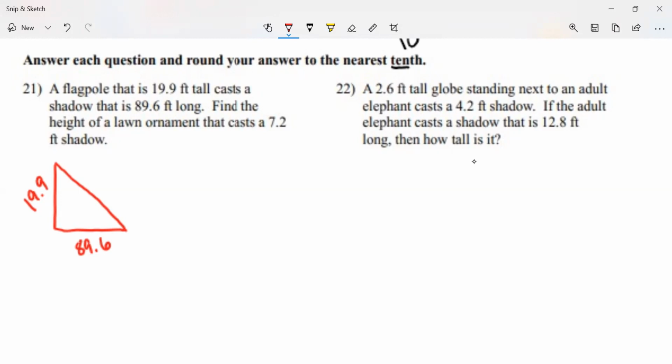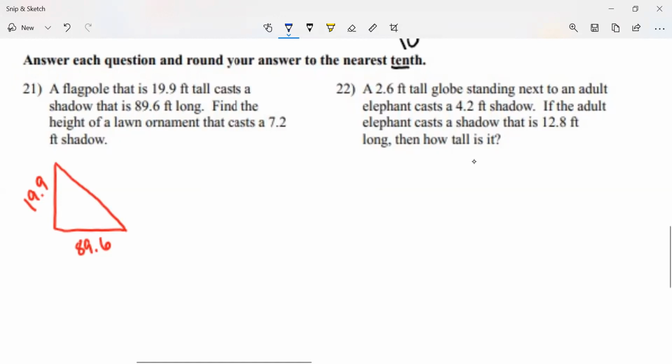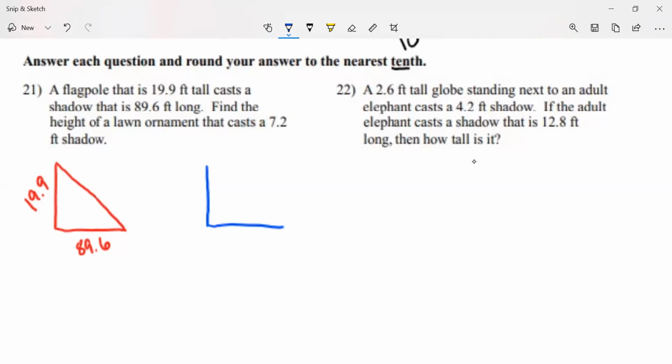Now it says find the height of a lawn ornament that casts a 7.2 feet shadow. So there's an ornament, something going up, and it has a shadow. Something going on the floor, something like this. Again, it's not measured to scale. I'm just representing something. I want to find the height of the lawn ornament. I have no idea what the height of this is, and I know in mathematics, when we don't know the value of something, we replace it with a letter. So I'm going to say the height of this thing is X. But the shadow, right, it casts a shadow of 7.2 feet.